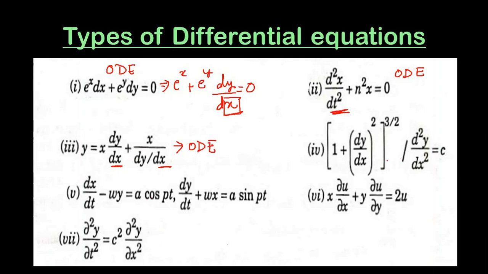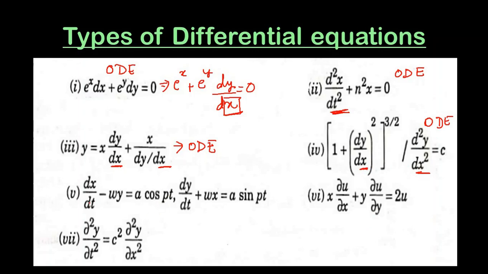Look at the fourth example. dy by dx. So x is the independent variable. d square y by dx square. So again here also x is the independent variable. There is only one independent variable and therefore this is also an ordinary differential equation.